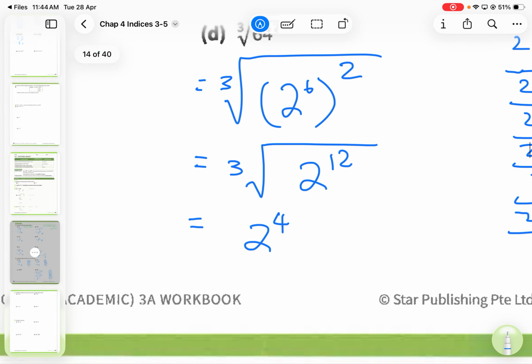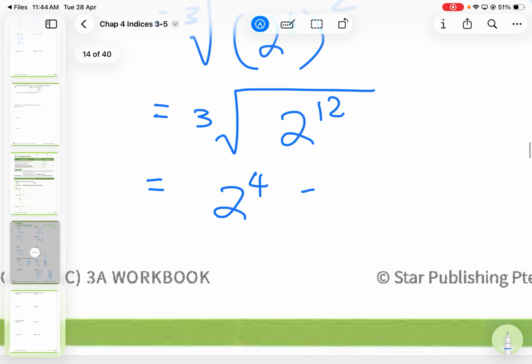So what is 2 to the power of 4? I must go and multiply. 2 to the power of 2 is 2 times 2. 2 to the power of 4 is 2 times 2 times 2 times 2. So 16. I must write out the final number.